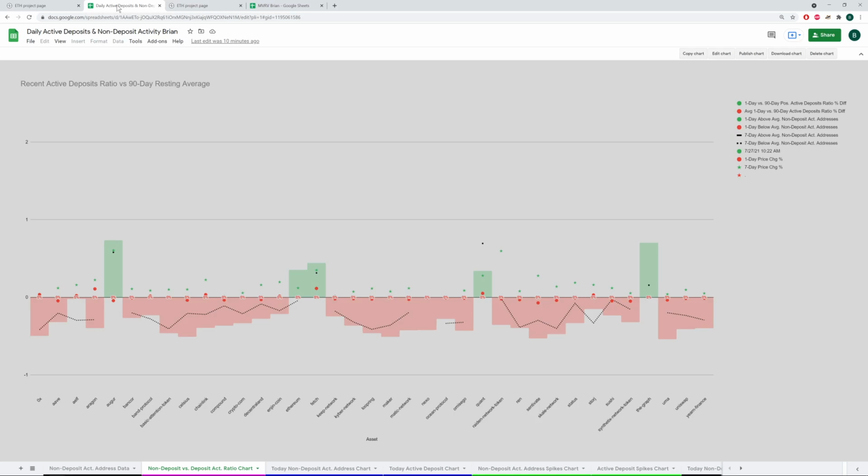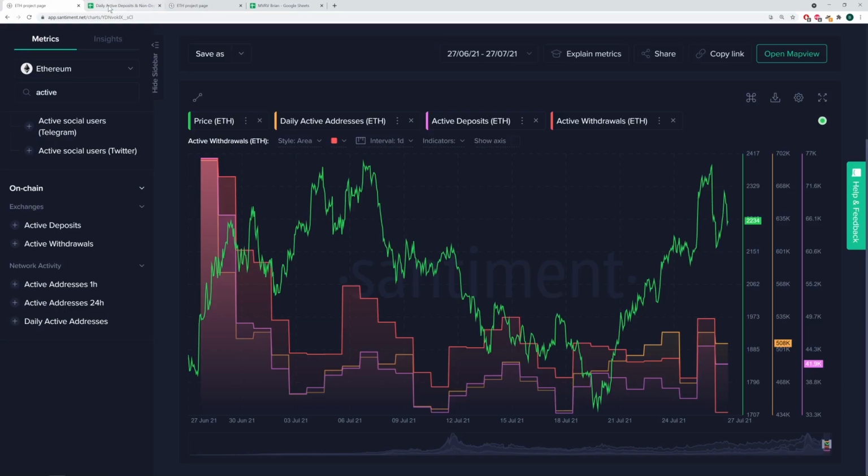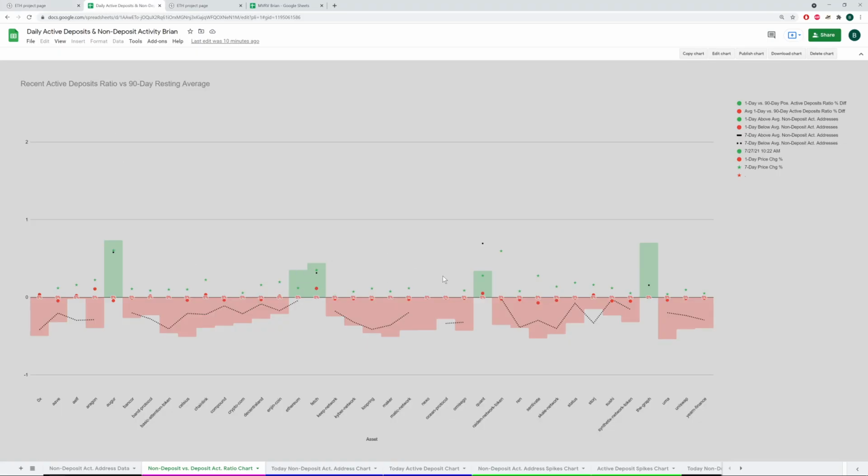exactly how things are looking on a given day. You can see when some are looking more advantageous for active addresses, and how many here, most are looking like they're on a lower trajectory, and they're seeing a higher amount of active deposits than active addresses.